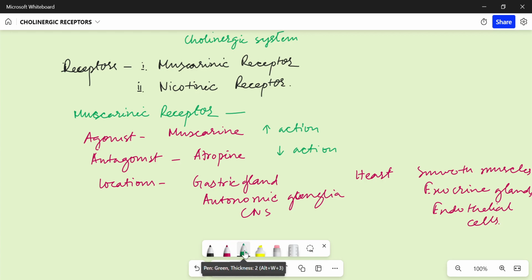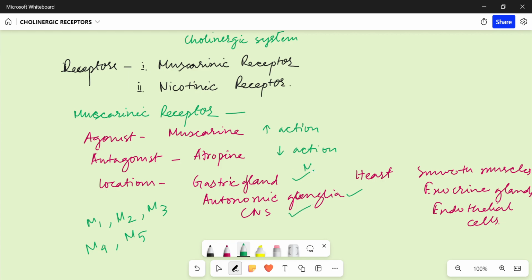Now, what are the subtypes? That are M1, M2, M3, M4, M5. Okay. In the gastric gland, autonomic ganglia and central nervous system, M1 type of receptor is found. In the heart, M2 type of receptor is found. In smooth muscle, exocrine gland and endocrine gland, M3 type of receptor is found. But M4 and M5 are mainly found in the central nervous system.